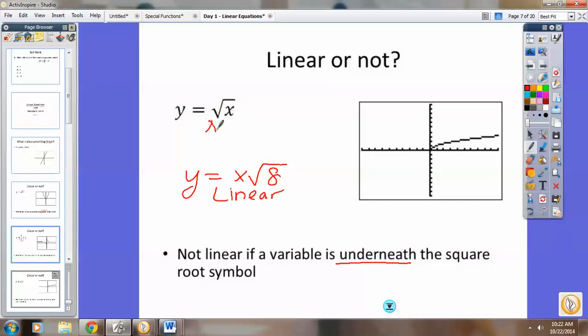And this one would be nonlinear. And all is based on the placement of that variable. If it's underneath the radical symbol, the square root symbol, it's not linear.